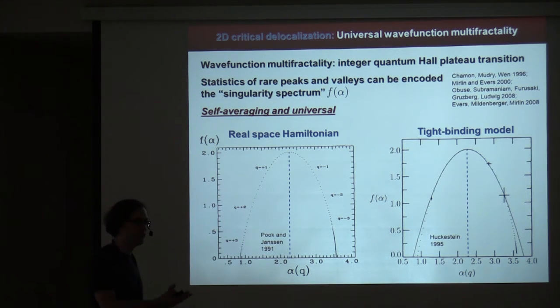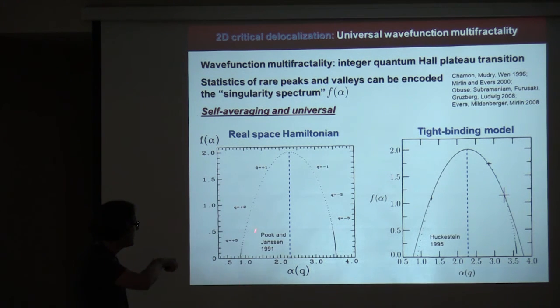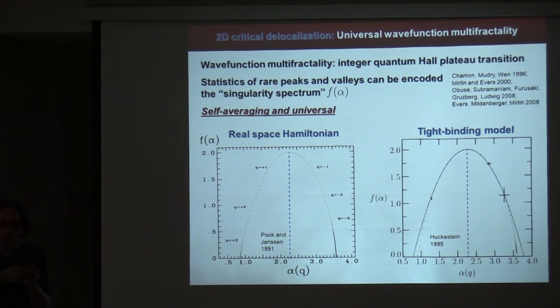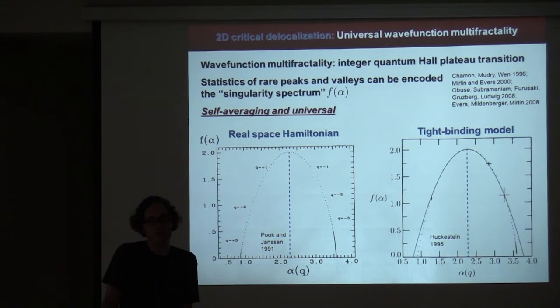The point is that you can use different microscopic models to do the calculation. You can use a real space Hamiltonian tight-binding model. The most sophisticated calculations are done using the network model. All of them give the same universal curve. So even though an individual wave function looks completely random and rarefied, the statistics turn out to be universal, and that means you have some hope of computing them.